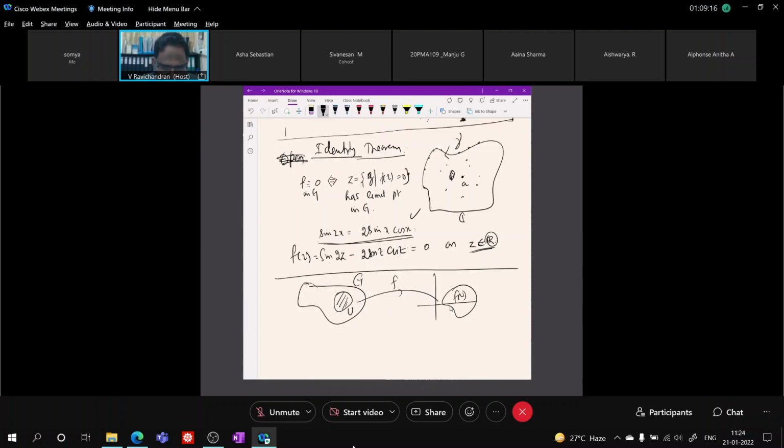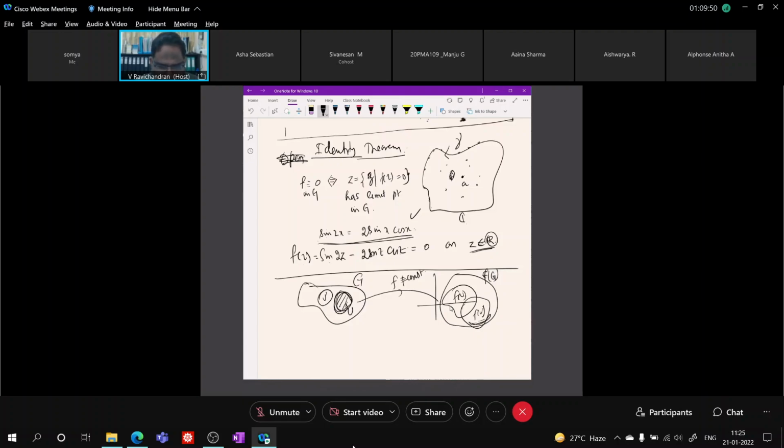So I will assume that it is not a constant. Assume that f is not a constant mapping, then what it will do is it will map any open set inside G to an open set in f of G. So f of G is somewhere here. You take an open set U dash here, then f of U dash will be an open set here. So any open set will be mapped to an open set by a non-constant analytic function.